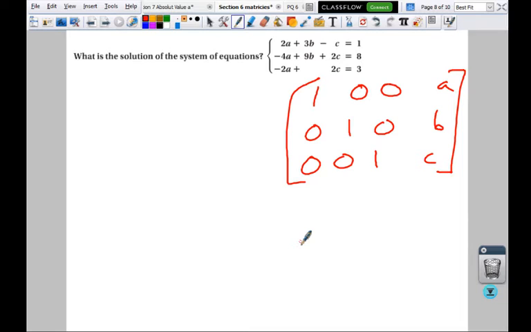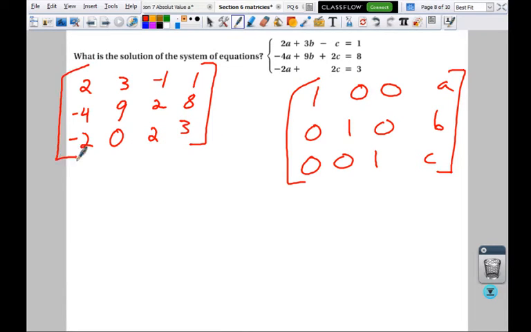All right, first step is I got to make my big matrix. 2, 3, negative 1, 1, negative 4, 9, 2, 8, negative 2. There is no b, so I'm going to fill it in with a 0. And then I have a 2, and then a 3. All right, now this one's going to be fun.